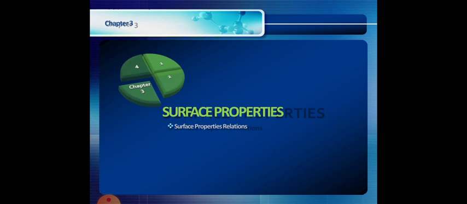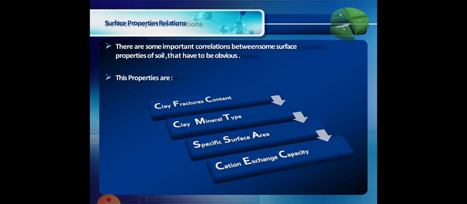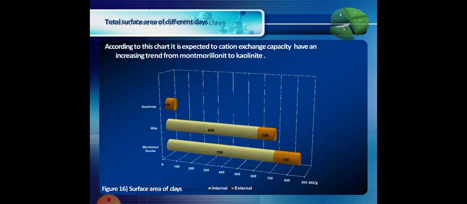In chapter 3, we will discuss surface properties relations. There are some important correlations between surface properties of soil that have to be understood. These properties are clay fraction content, clay mineral type, specific surface area, and cation exchange capacity. Total surface area of different clays: according to this chart, cation exchange capacity is expected to show an increasing trend from kaolinite to montmorillonite.